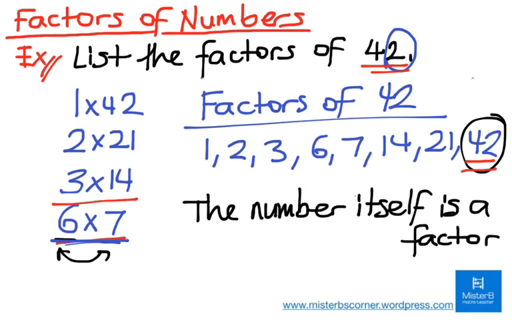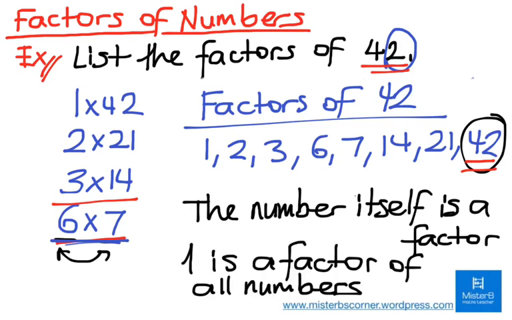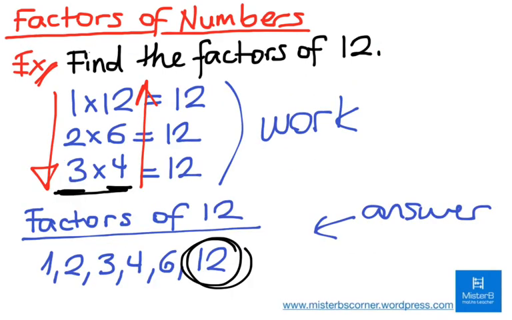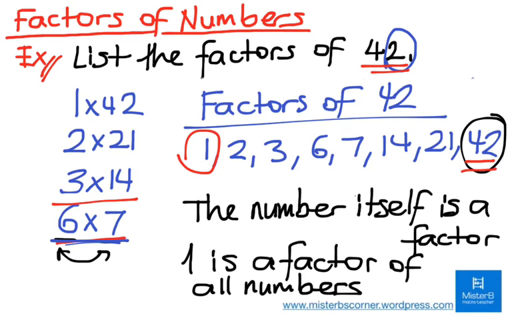42 is a factor of itself, because 42 divided by 42 is 1, so you can divide. And the next is 1 is a factor of all numbers. Notice that 1 appears here as well as here. So anytime you start writing factors, you always go with multiplying the number itself by 1. So both numbers, the number itself and 1, will be factors. So 1 is a factor of all numbers. Keep that in mind.